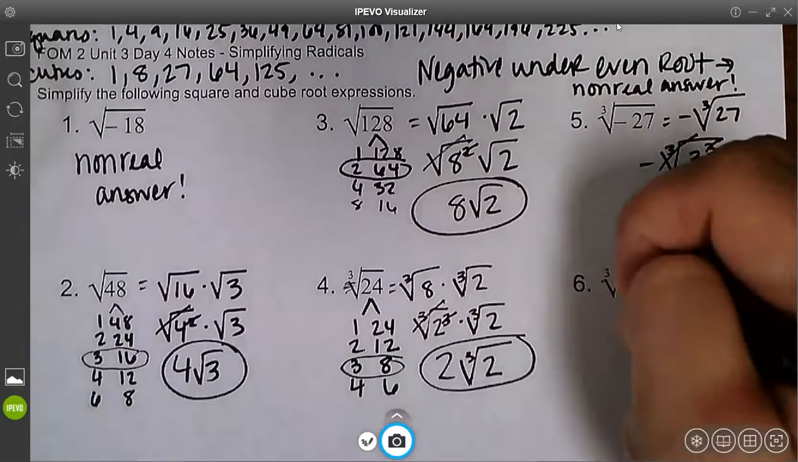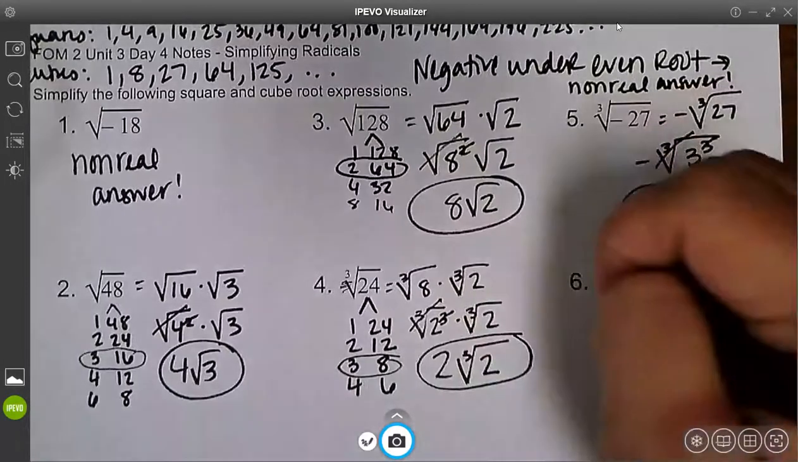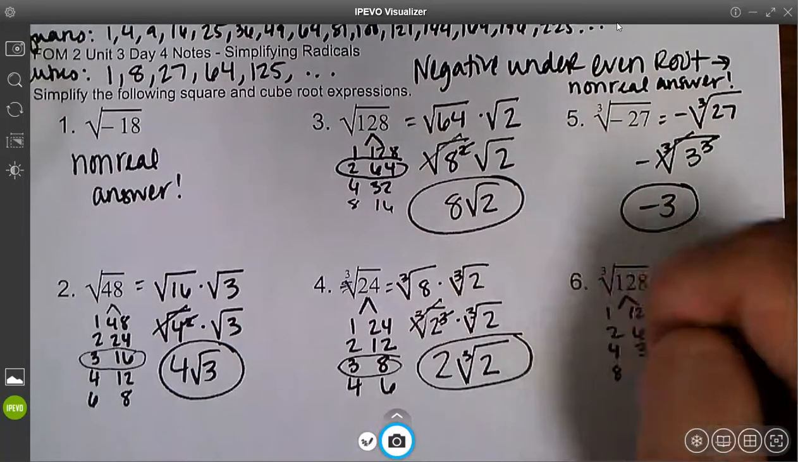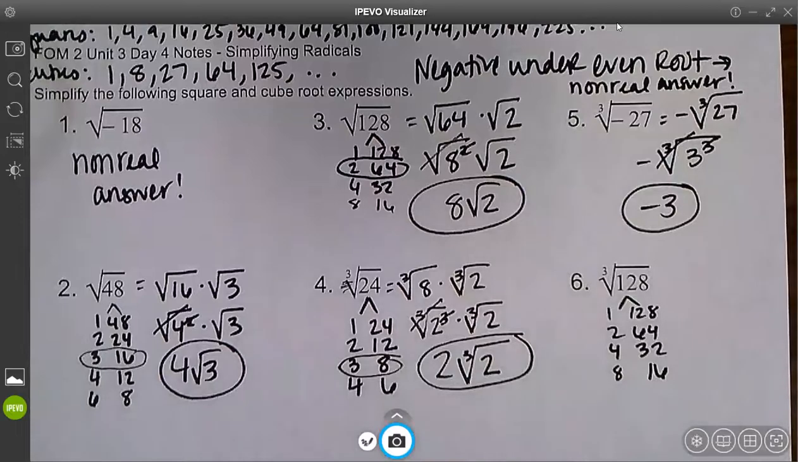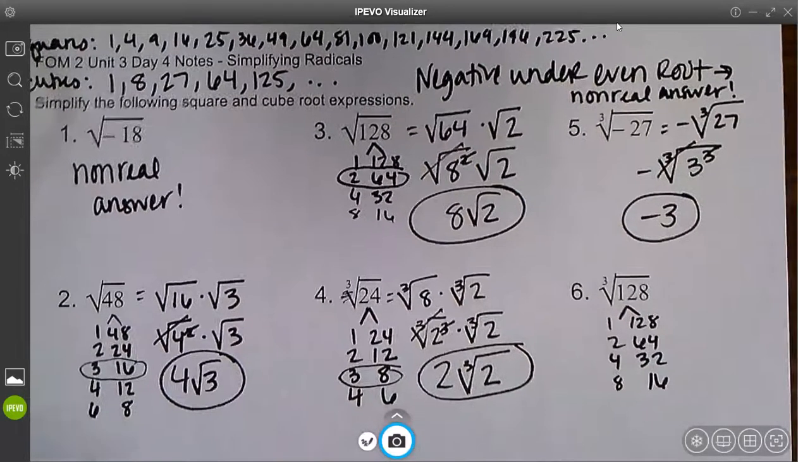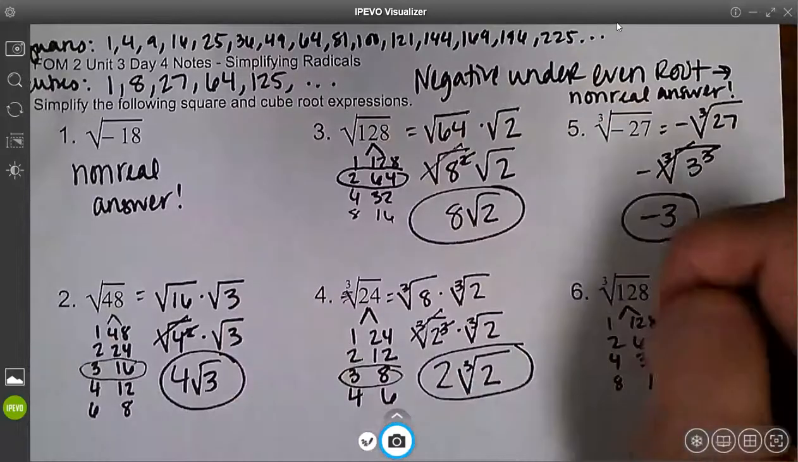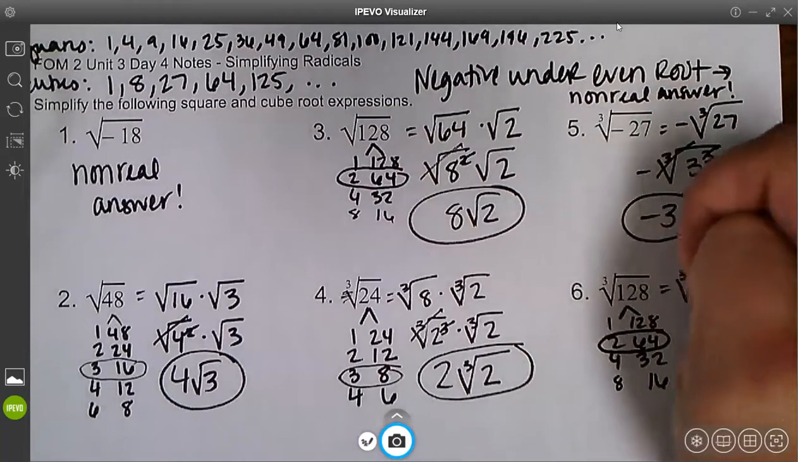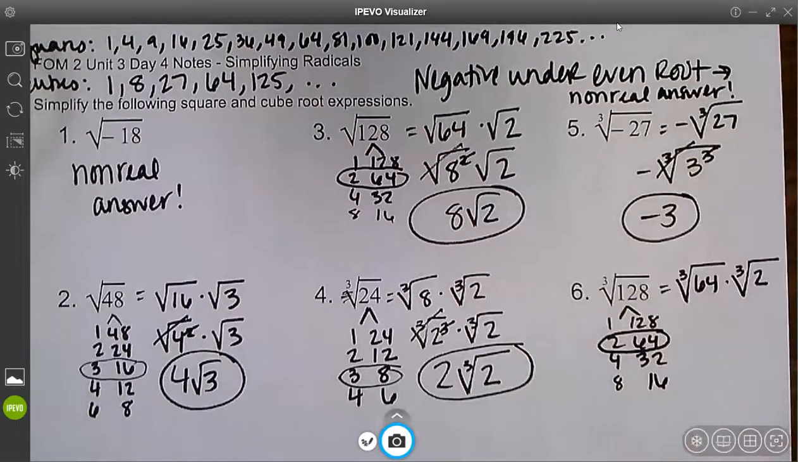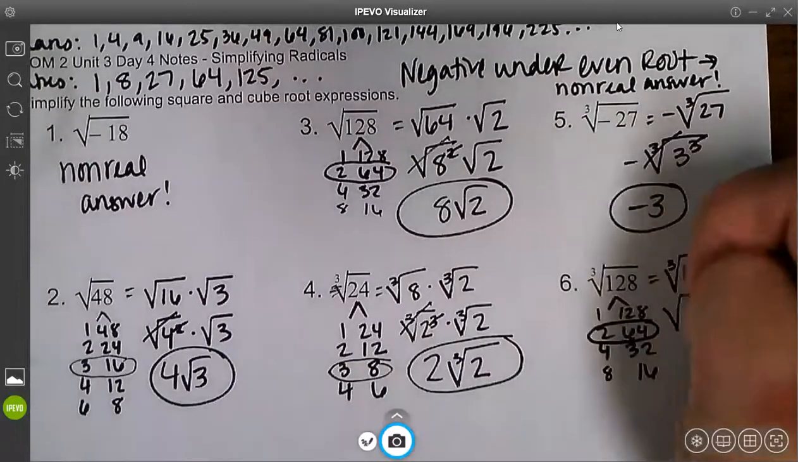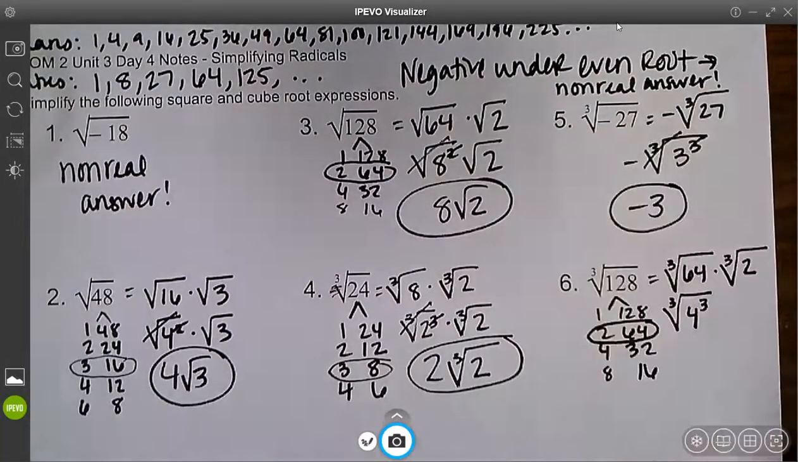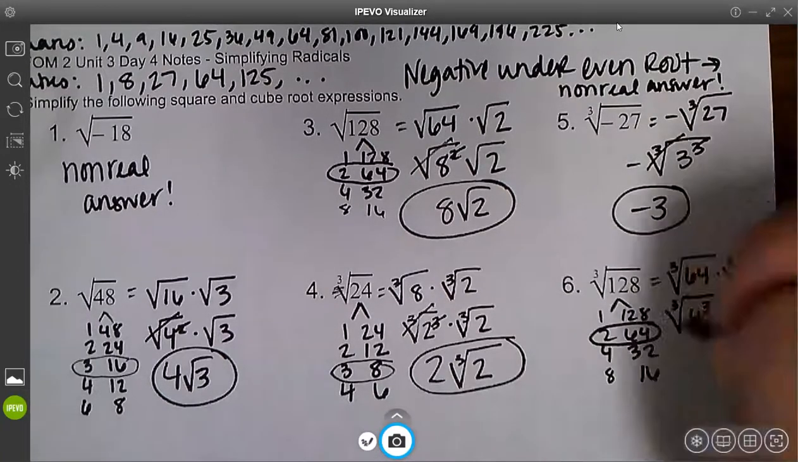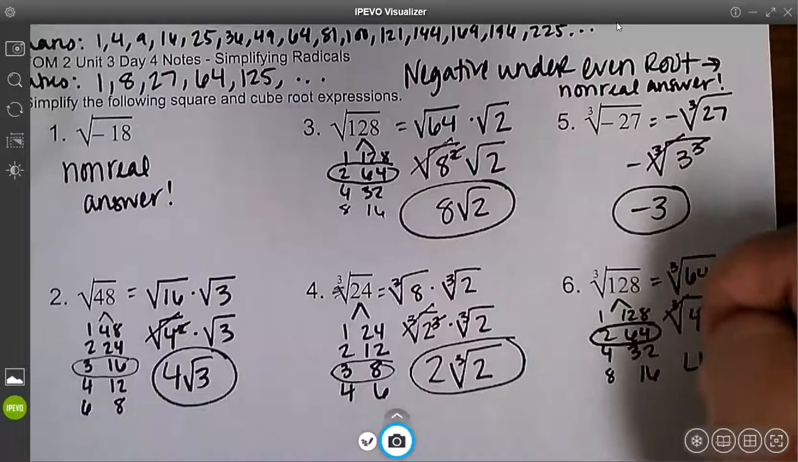128, so I'm listing my factors of 128 again. I've already got them listed. I'm just rewriting those. So now my biggest perfect cube, 64, is on both lists. So that's still my biggest perfect cube. So I have the cube root of 64 times the cube root of 2. But the cube root of 64 is equal to 4 cubed. The cube root and cube cancel, so I have 4 times the cube root of 2.